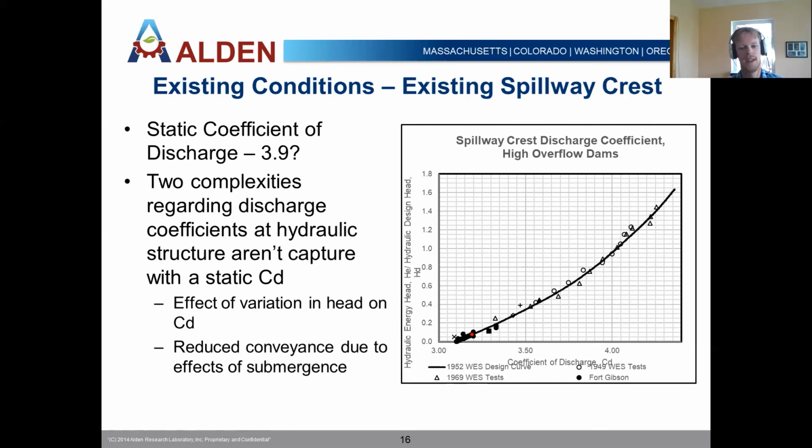And the second is reduced conveyance due to submergence. The discharge coefficient curve on the right assumes your tailwater doesn't impact it. But with low head dams, especially once you start getting into higher flows, say at the regulatory 100-year flow, some of these structures may be backwatered and submerged, and that will greatly reduce the conveyance of the structure.